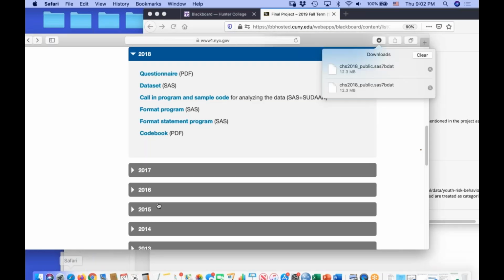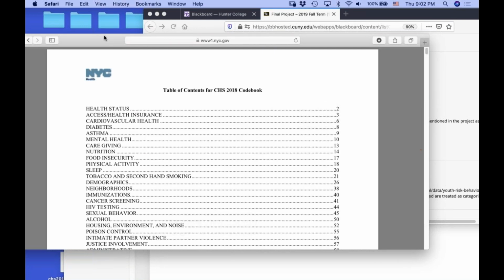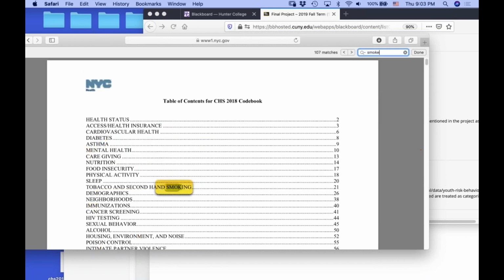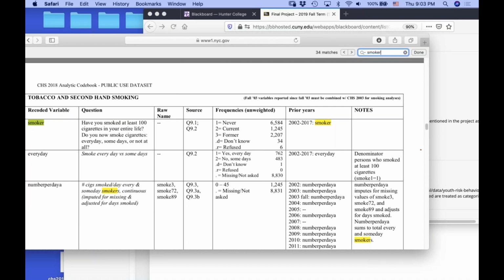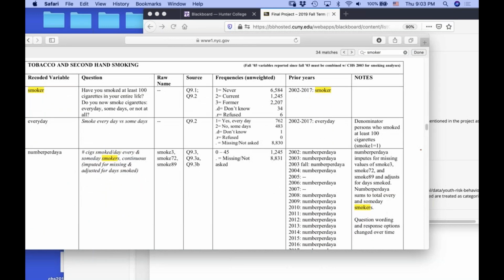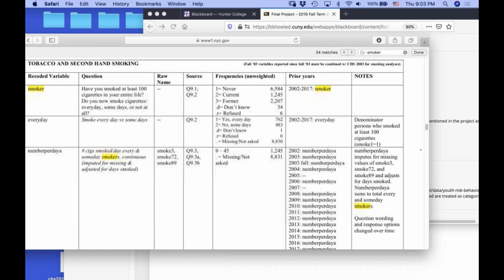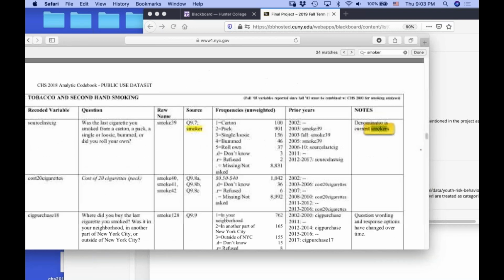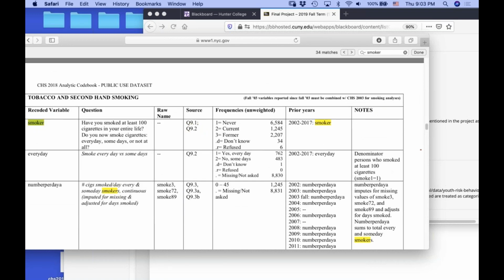Where did I put it? There we go. Let me go back here. I need to go to that code book, and I need to search this code book for, what was it, smoker? Smoke status. Smoker. I think smoker was a variable name. Have you smoked at least a cigarette? No. Oh, there's smoker. Smoker, yes. Oh, no, that's prior years. Was there another one? Let's see. I thought there was one for just smoker or non-smoker. Oh, there's actually three categories.